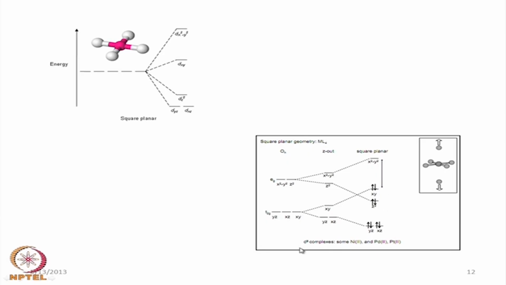That is why any D8 complex in this particular case will all be paired in these 4 levels and we will get the diamagnetic compound. Though we have 1 separation, 2 separation and 3 separation, it will be mostly controlled by this particular separation between dx square minus y square and dxy level, and that will push this electron from this level to that level, and all 4 orbitals will be paired up and we get a diamagnetic situation for nickel 2, palladium 2 and platinum 2. Thank you very much.